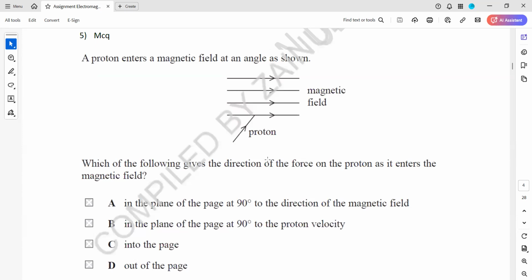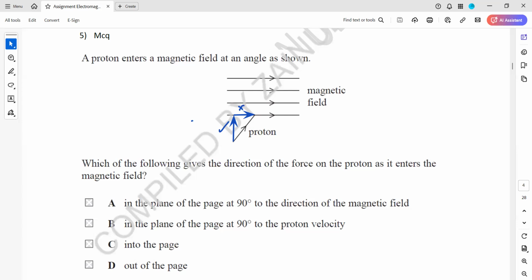Okay, as you can see here, a proton enters a magnetic field at an angle as shown. Which of the following gives the direction of the force on a proton as it enters the magnetic field? So first thing, as this proton enters, it will have two components. This will be one component of the motion, and this another component. This component will not experience any force. Why will it not experience any force? Because it is parallel to the magnetic field. So this is the component which will cause a force on the proton. Because of this component, it will experience the force.